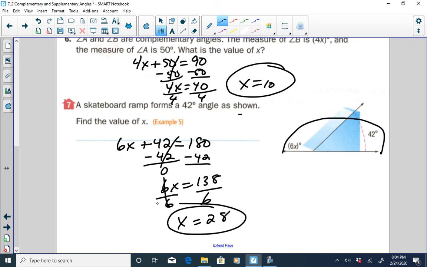Right, the takeaways here, guys, rather simple. Complementary angles have a sum of 90. So if two angles are complementary, we write an equation where we add the two angles together, and the sum has to be 90. When two angles are supplementary, their sum has to be 180 degrees. So we write and solve an equation of two angles that have a sum of 180.